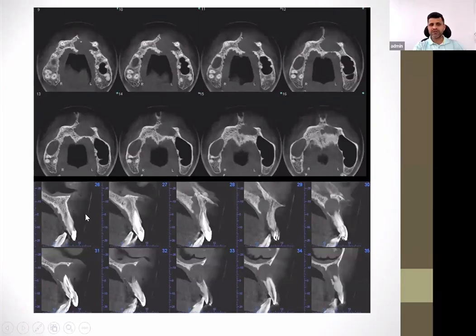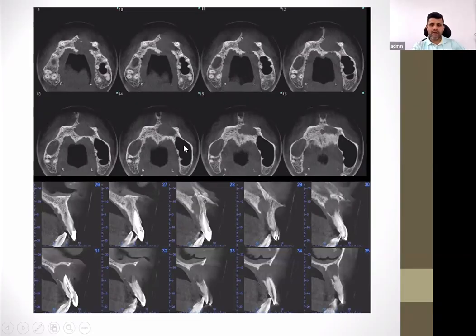So if you see this first slide over here, number 26, it is all normal, right? The labial cortex is intact, the palatal cortex is intact, and we can appreciate the bony architecture. Now, as we move ahead and you come to slide number 30, you will see that the labial cortex is thin. It is expanded, there is discontinuity of the palatal cortex, there is loss of normal architecture of the alveolar bone, right? So all these things are suggestive of some pathology, right?